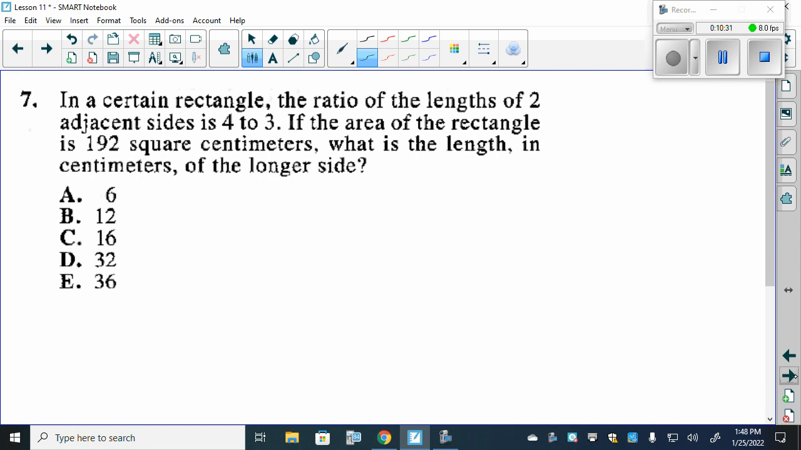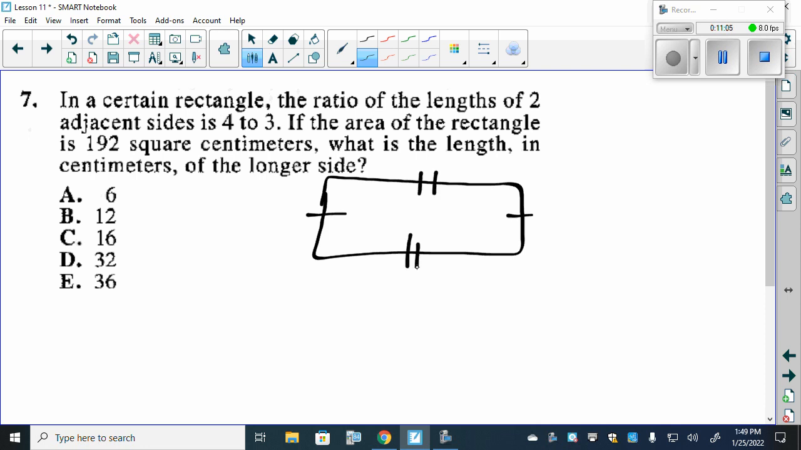In a certain rectangle, the ratio of lengths of two adjacent sides is 4 to 3. If the area of the rectangle is 192 square centimeters, what is the length in centimeters of the longest side? Okay. We can all picture that clearly in our head, yes? Not so much. Let's draw it. So they say two of the adjacent sides of a rectangle. Well, a rectangle's opposite sides are going to be congruent.